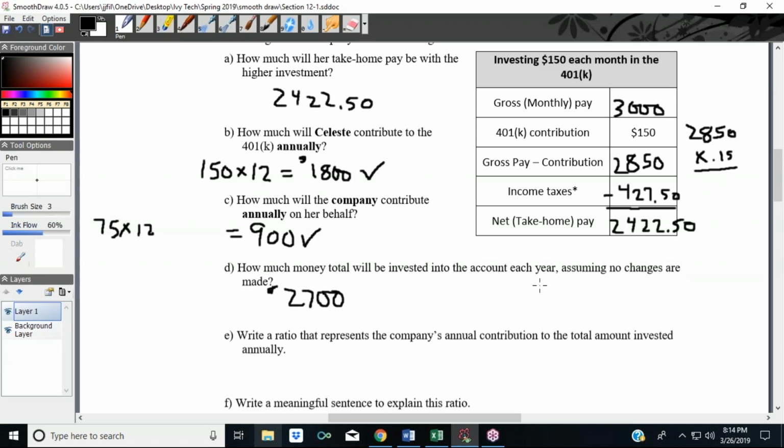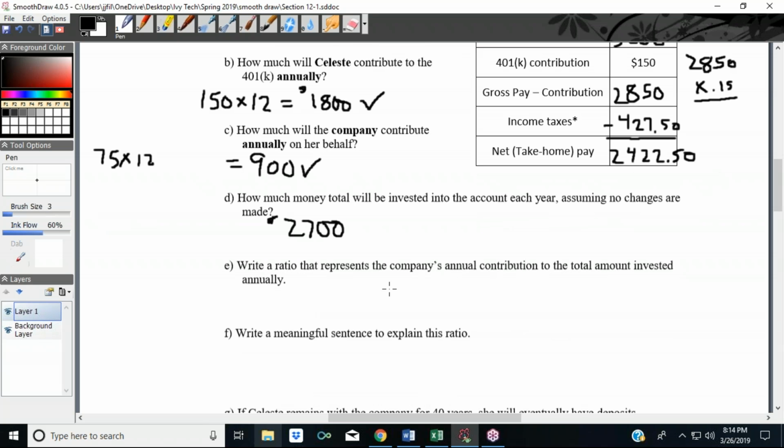Perfect. So now this is more of a quantitative question. It's asking us to do more than adding and subtracting. So it says, write a ratio that represents the company's annual contribution to the total amount invested annually. So the company's annual contribution to the total. So the company's contribution is 900, and the total is 2,700.